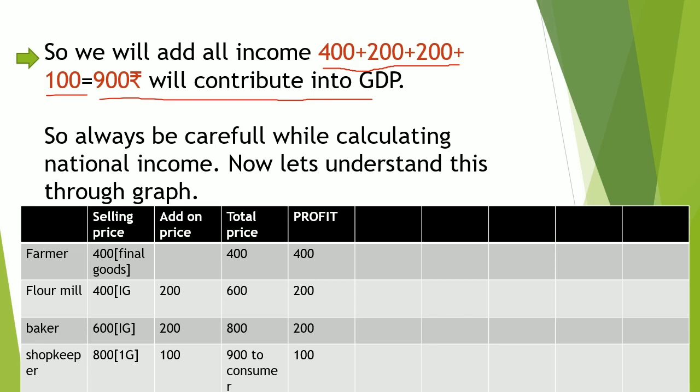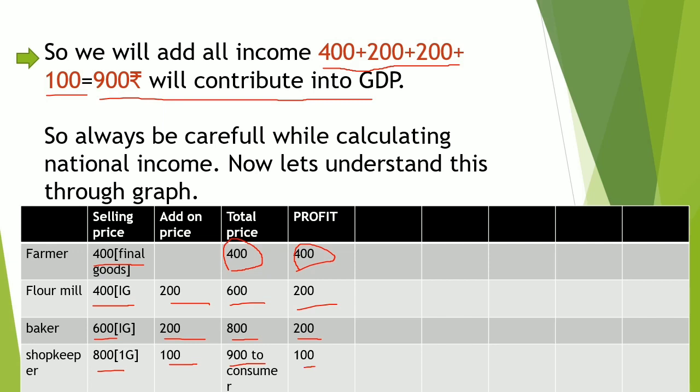So you can see from the chart, the 400 rupees is the farmer's selling price. He did not add any value to that, so 400 becomes the total price, and the profit he earned is 400. And for the flour mill, he got the wheat for 400 but added 200 in value. That price becomes 600, and he added 200 as profit. For the bakery also it is the same: he added 200 in value, the price becomes 800, and he gets 200 as profit. For the shopkeeper it is 800. He adds 100 rupees on the price, and he sells to the consumer for 900 rupees, so 100 becomes the profit.